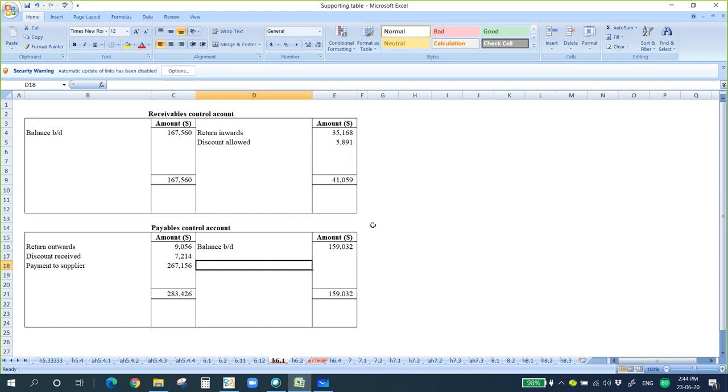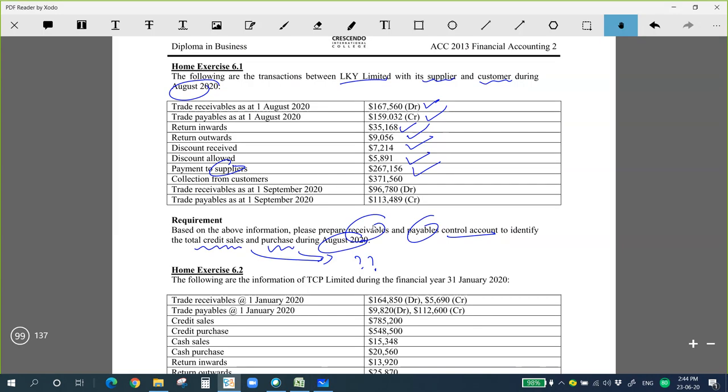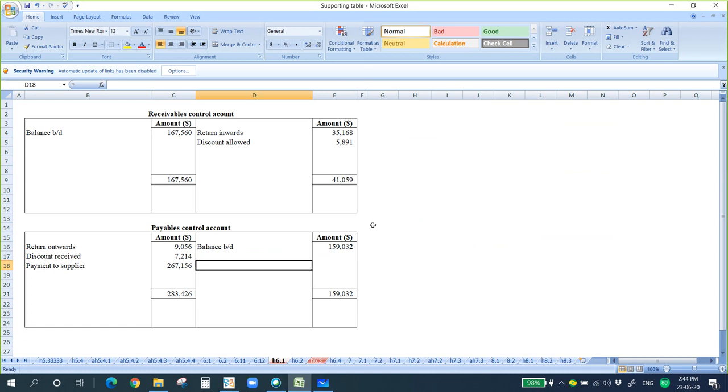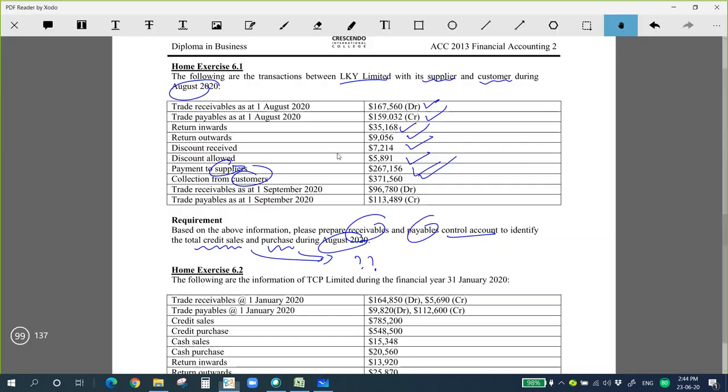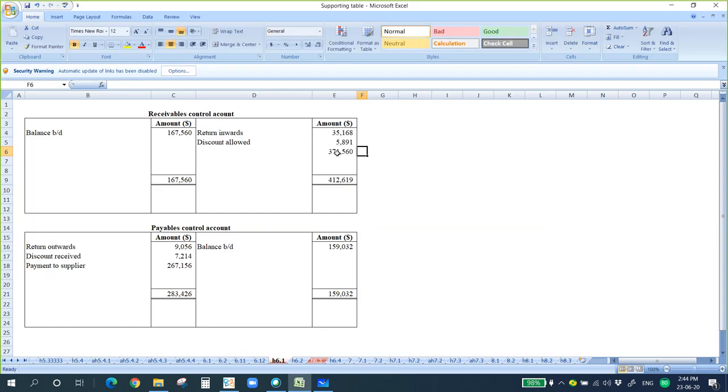Next one, collection from customer. So this is related to your receivables control account. 361560. So this entry I should record in the debit or credit? Credit, very good. We record in the credit collection from customers. Why record in the credit? Because when the customer make payment to you, this will reduce your receivable balances. So we credit the receivables account.